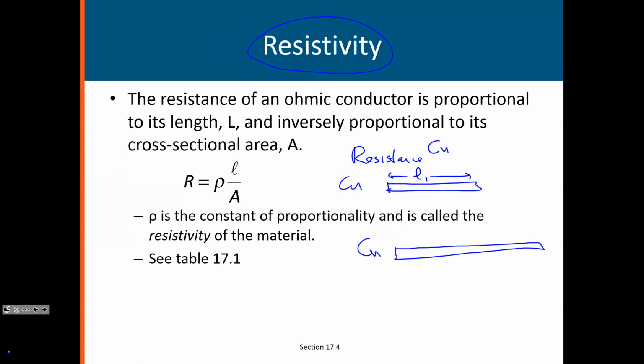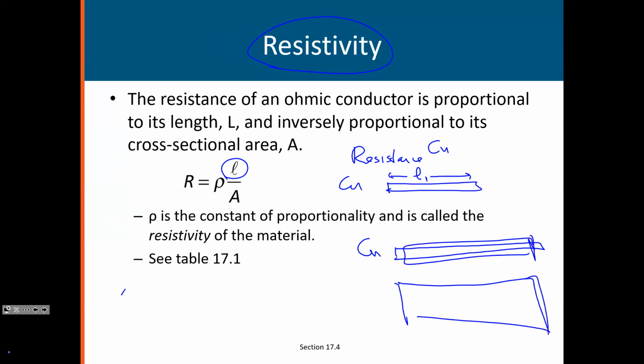If you measure the resistance of these two, they will have different resistance. The resistance is proportional to the length. If you double the length, the resistance will double. And we can do something: we keep the same length and make it thick. What do you think the resistance will become?